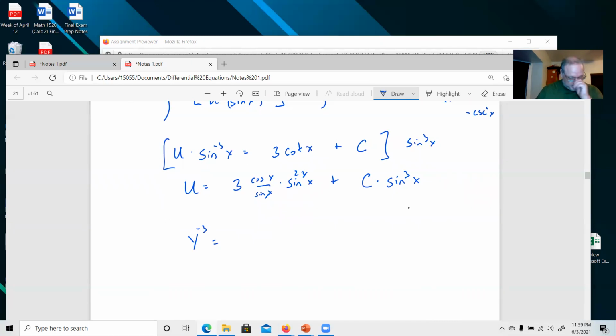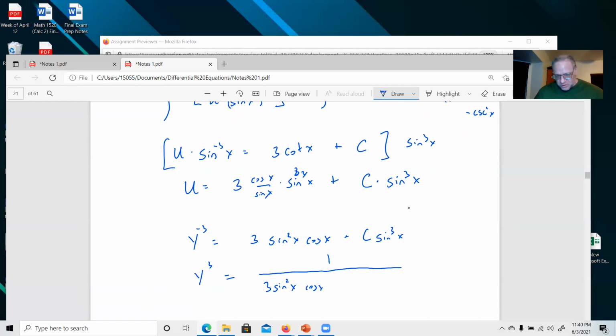This is equal to, right? We have 3. One of the sines cancels, so we just have, that should be a 3 here. All right, so we have y to the negative 3 equals 3 sine squared x cosine x, plus c sine cubed x. So this is going to be a delightful looking function, isn't it? So let's use reciprocal rule. So this is y cubed equals, and then we have 1 over this mess, right? We have 3 sine squared x cosine x. Don't do reciprocal on each one of these. It's the whole thing. Okay.